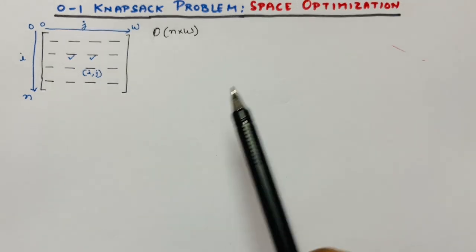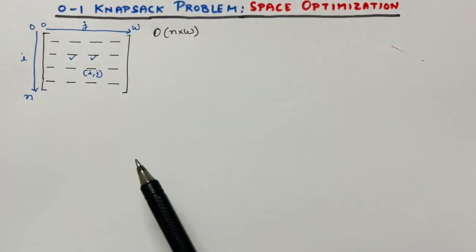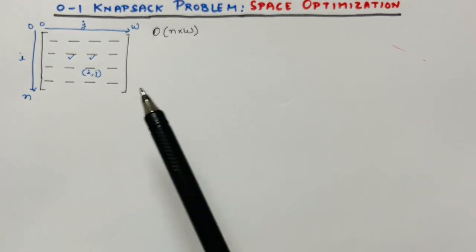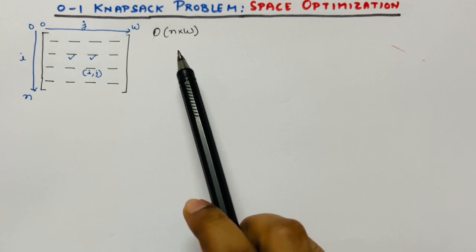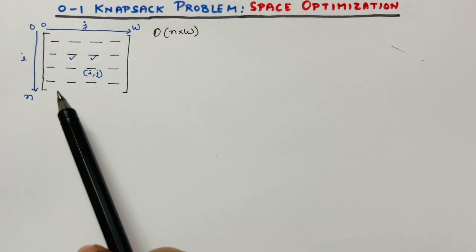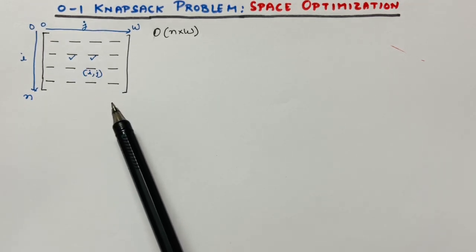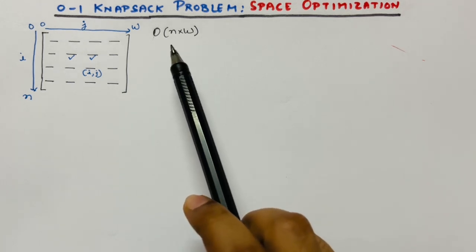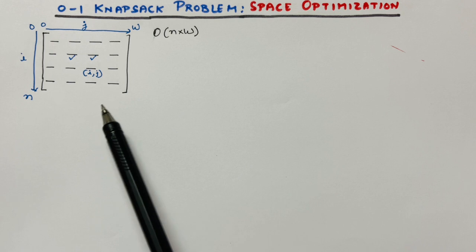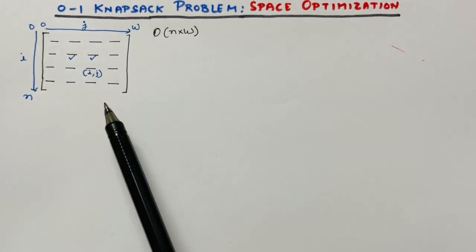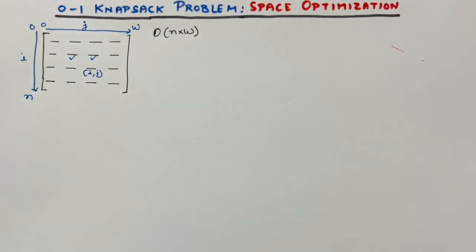We could be asked to optimize the space complexity. Now in our previous solution, our space complexity was big O of n into w because of this two-dimensional matrix that we were using. Let us see if we can reduce this further. Let us see if we need this whole matrix at any point in the algorithm.